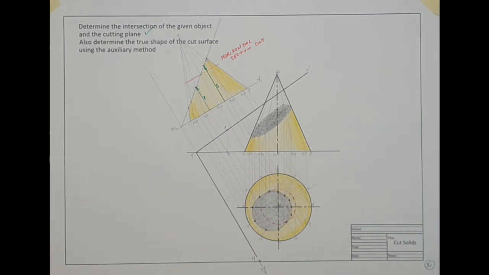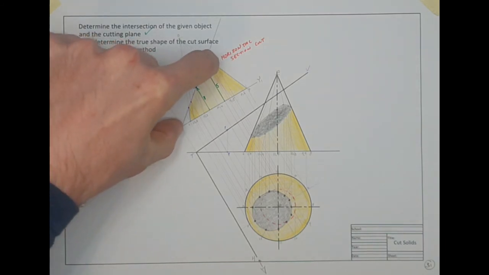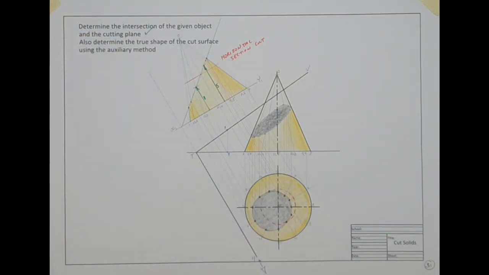Final part of the question is also to determine the true shape of the cut surface using the auxiliary method. Now, it won't be specified in an exam. You can use whatever method you want. You could rabat about the point view of the trace, rabat it down into the ground and bring it out. No problem. That's my preferred method.